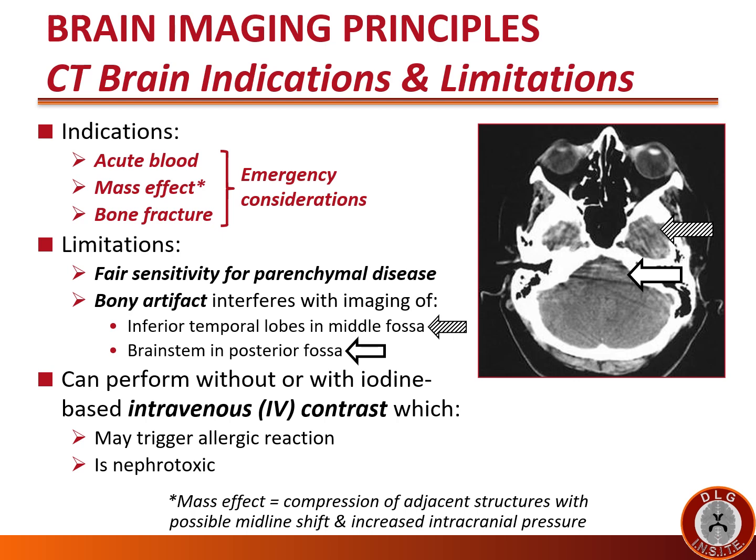The limitations of CT brain are that it has fair sensitivity for parenchymal disease in general and may be obscured by bony artifact. Bony artifact especially interferes with imaging of the inferior temporal lobes in the middle cranial fossa and the brainstem in the posterior fossa. This is because the middle cranial fossa and posterior fossa, in essence, form a cup of bone with parenchyma in the middle. And when the X-rays go through bone and then parenchyma and then bone, it creates a streaky artifact in the parenchyma.